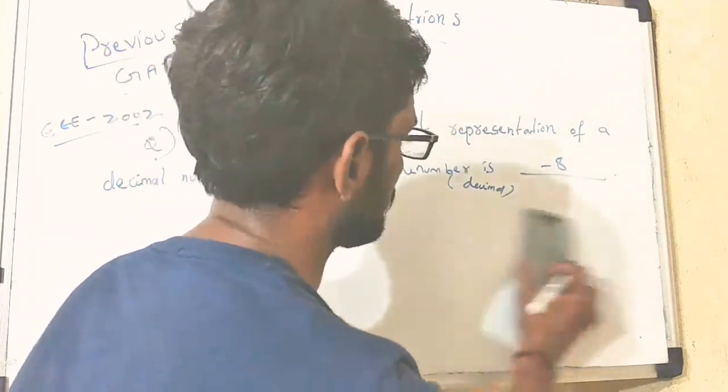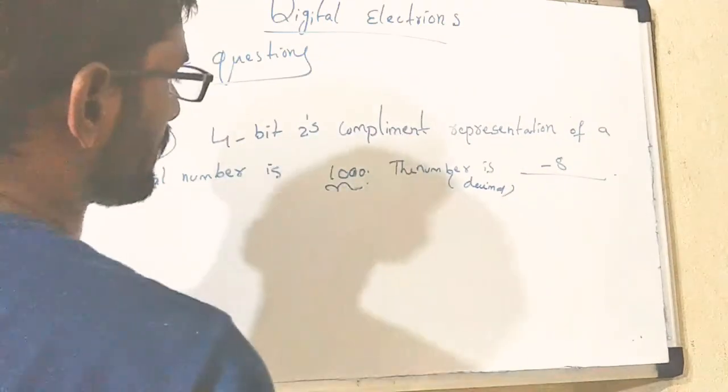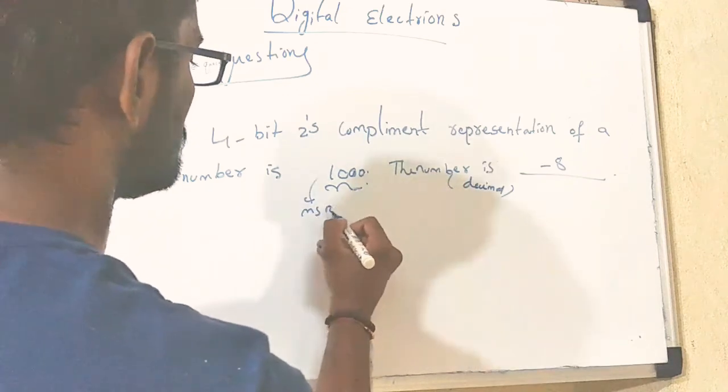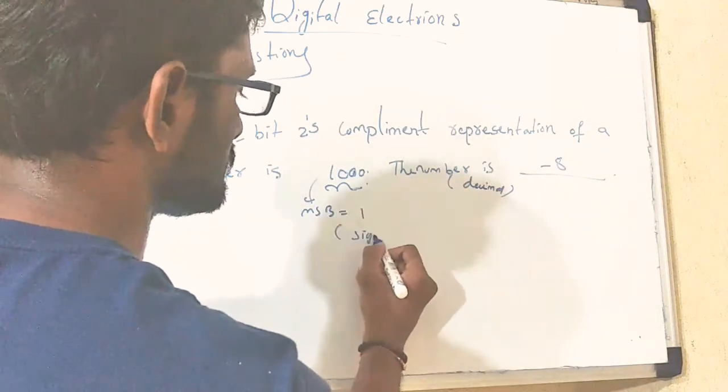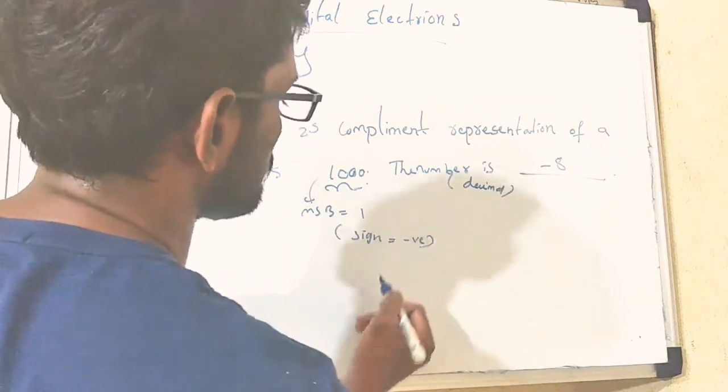Or else we can find it by the normal procedure. Here the MSB is 1, that means the sign is negative. The number is negative.